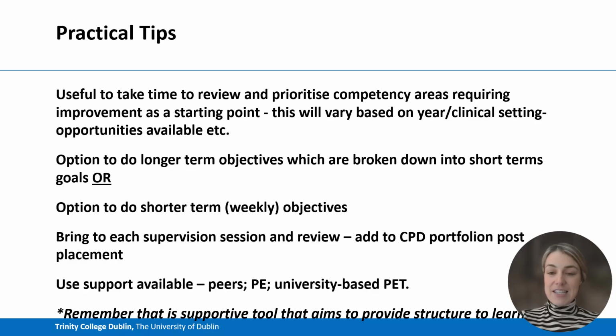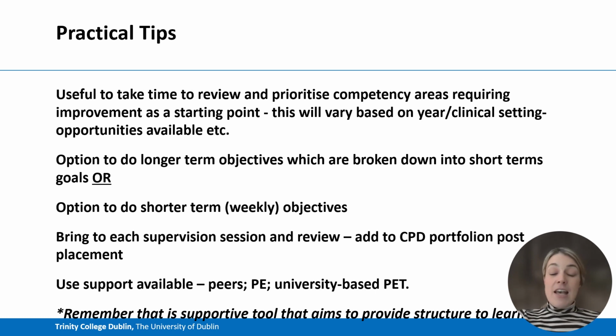So it's important to really take time at the beginning of each placement and to discuss with your practice educator which competency areas you've had experience and exposure to, and which competencies maybe you've had less experience and exposure to, and what specific areas within those competencies, and that will help to form the foundation of the learning contract.